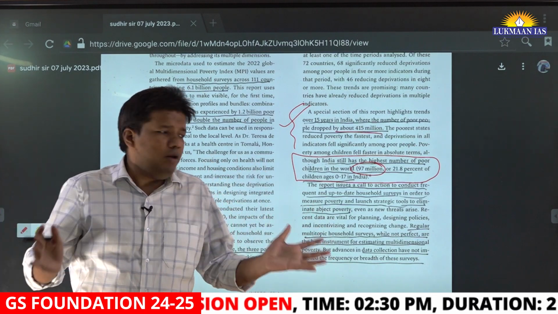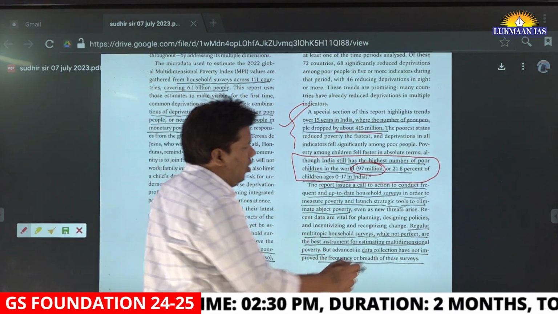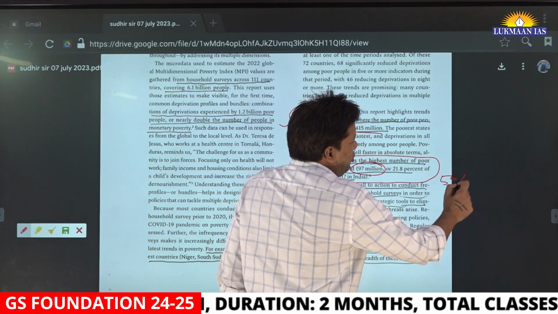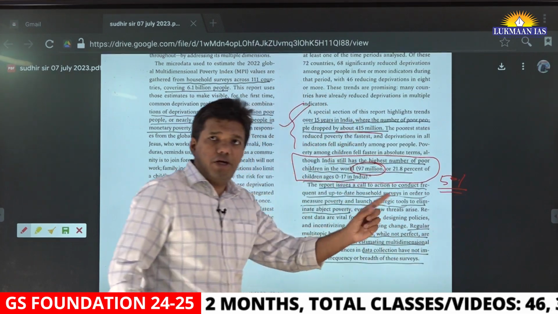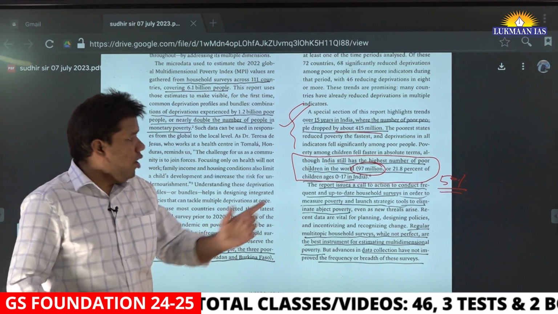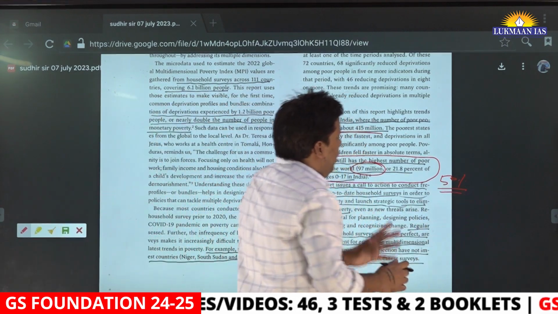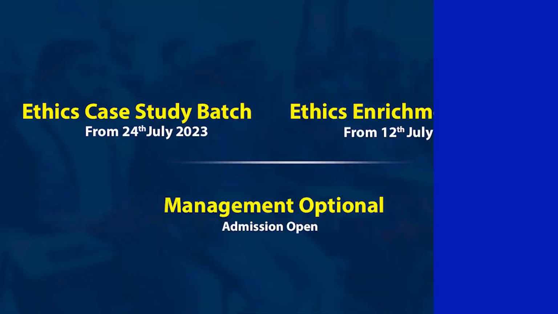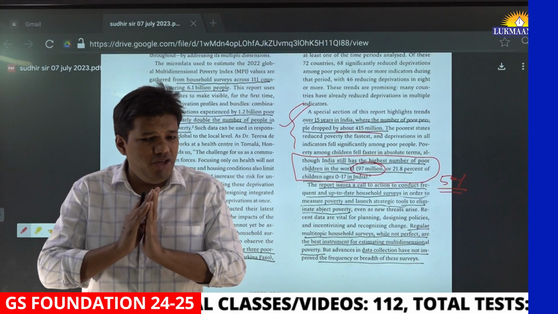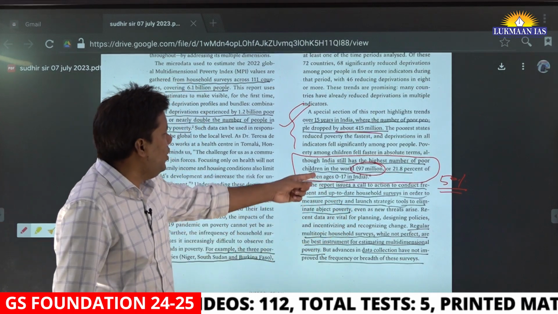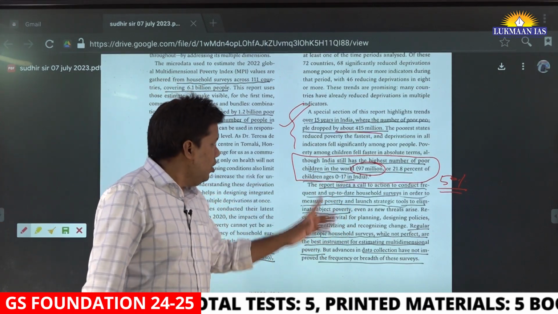Of the total poor people in India, 50% are children. Always remember this data. Total poor people in India, out of them 50% are children. And they make 97 million people. And this is more than anywhere in the world. Not even in China or any other country will you find so many children in poverty. Okay, so this is a big issue.